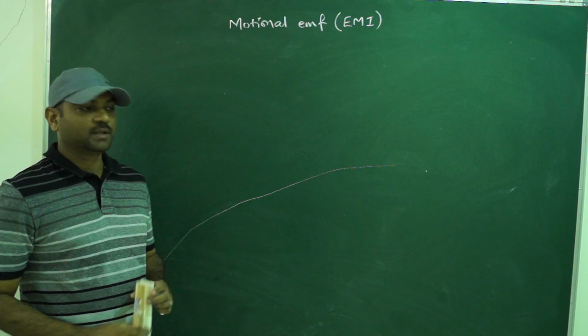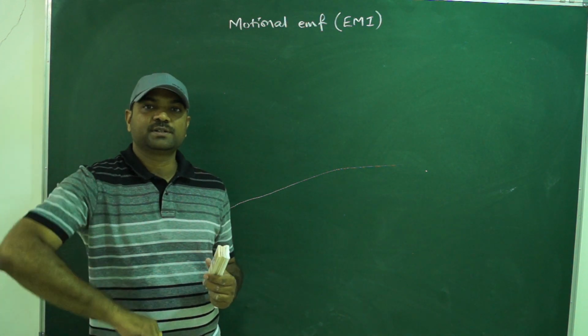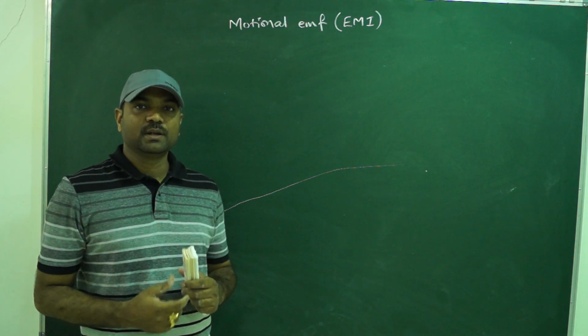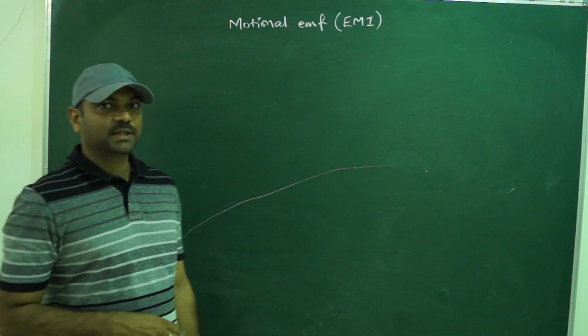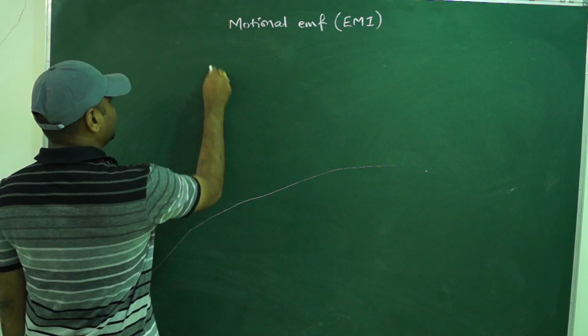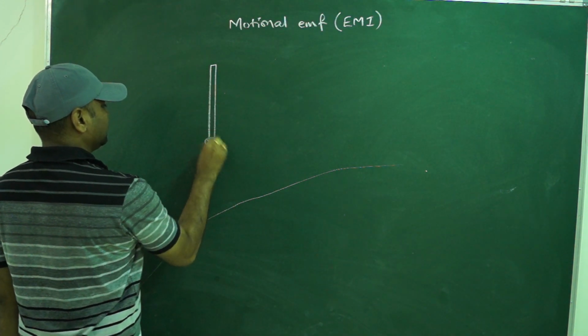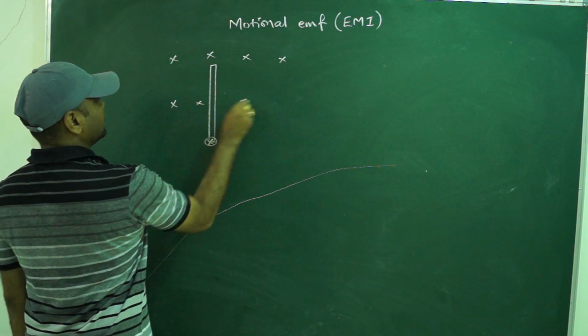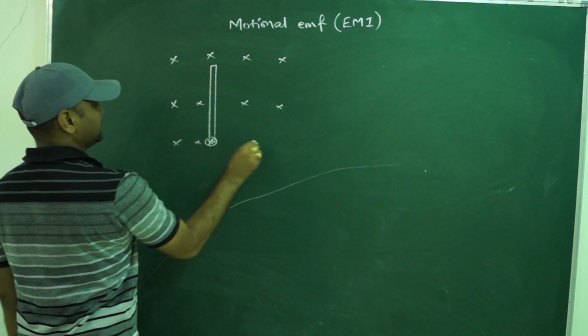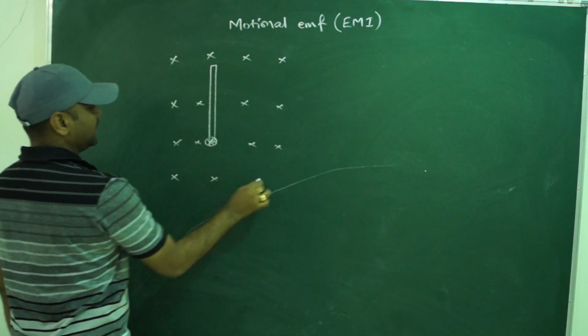EMF, we have seen how to identify potential difference or EMF across a rod while it is linearly moving in the magnetic field. Now let us see, if a rod is rotating inside the magnetic field. So everywhere magnetic field is there, something like this, and it is rotating about one end.